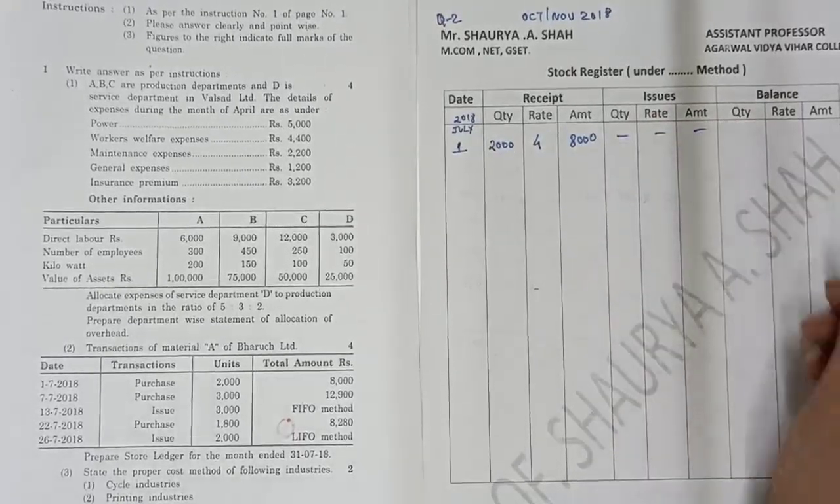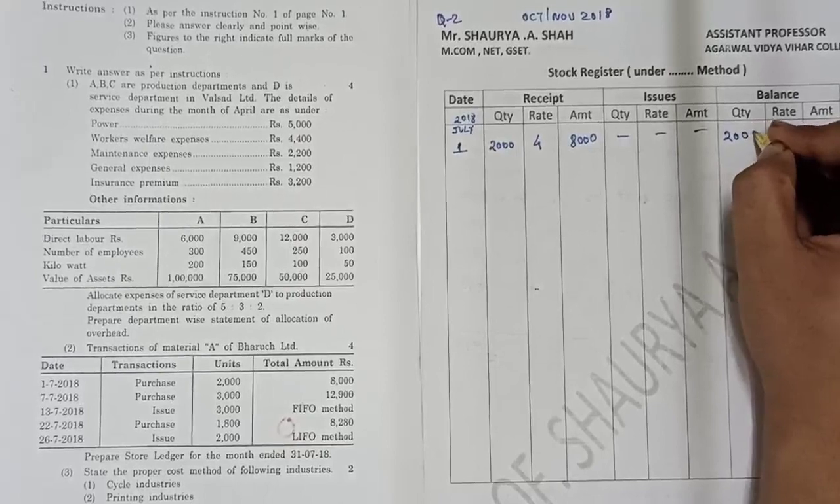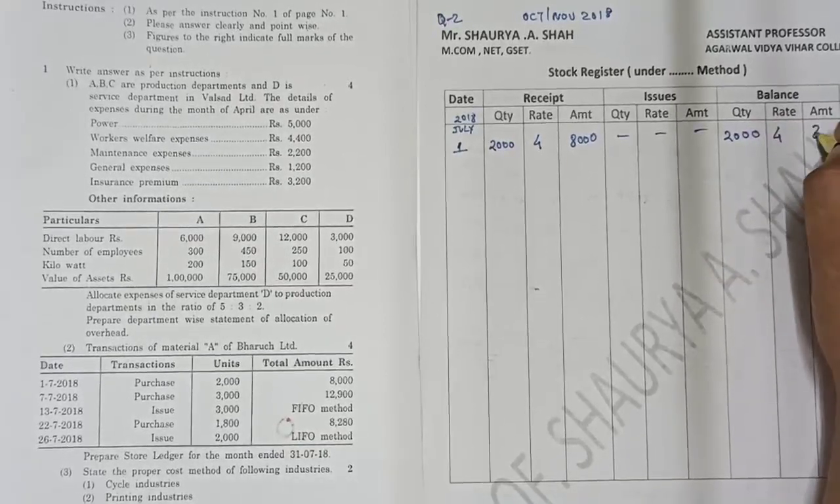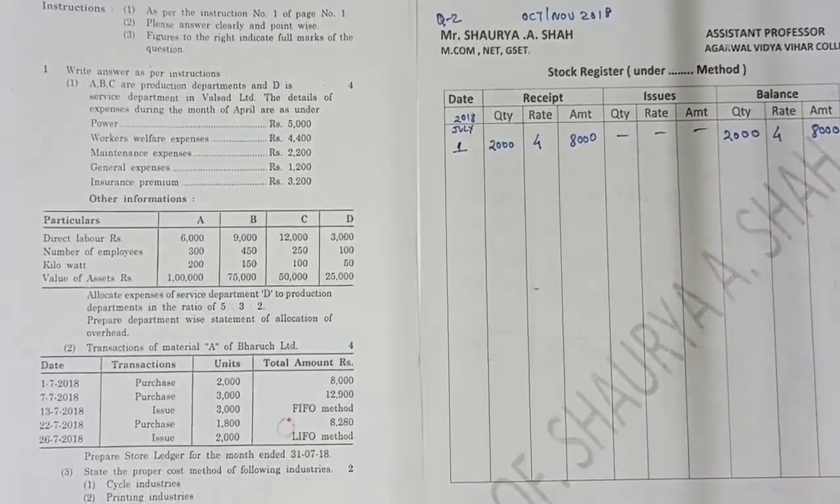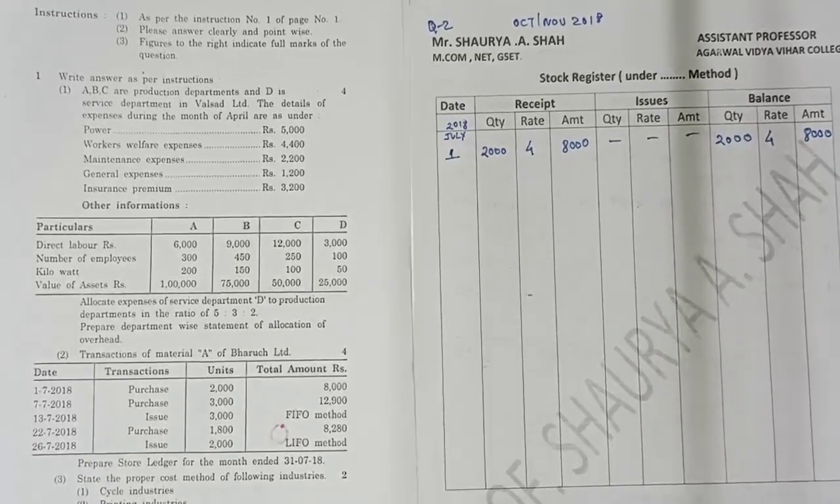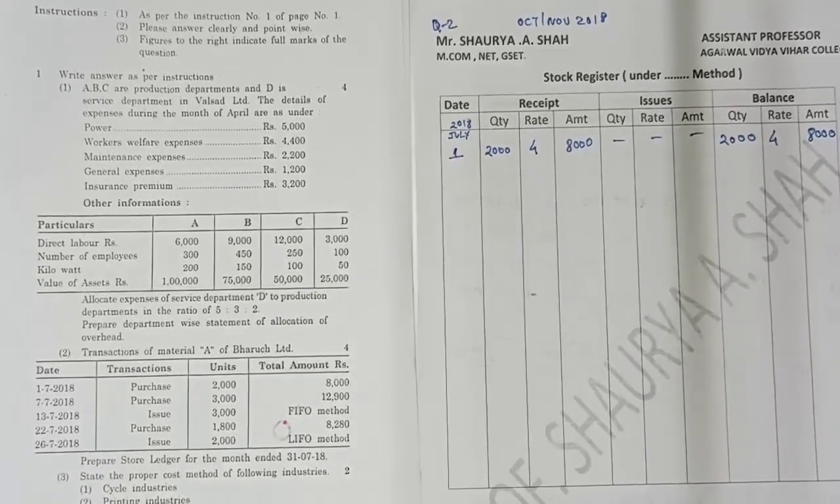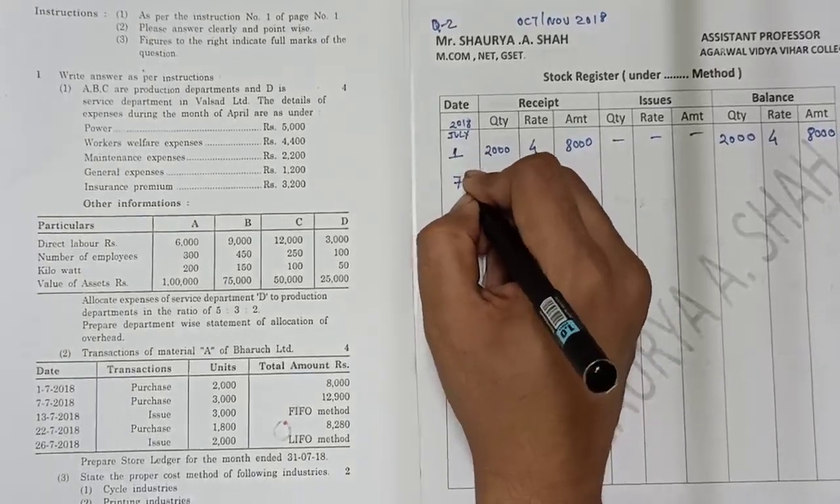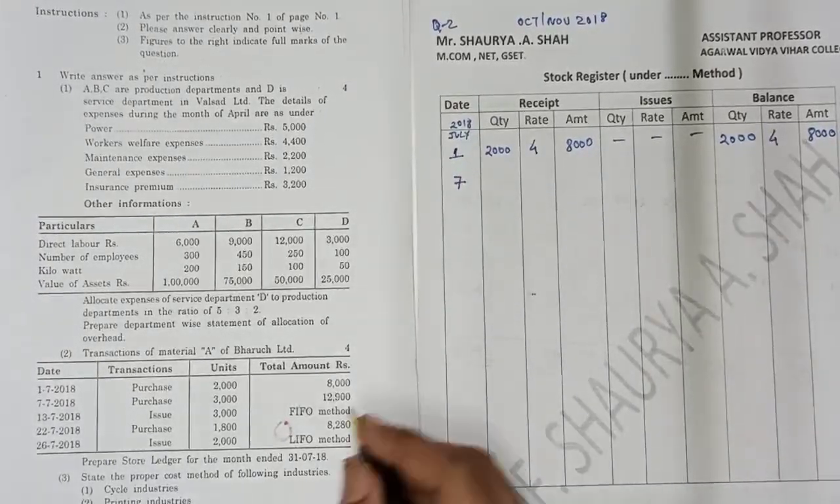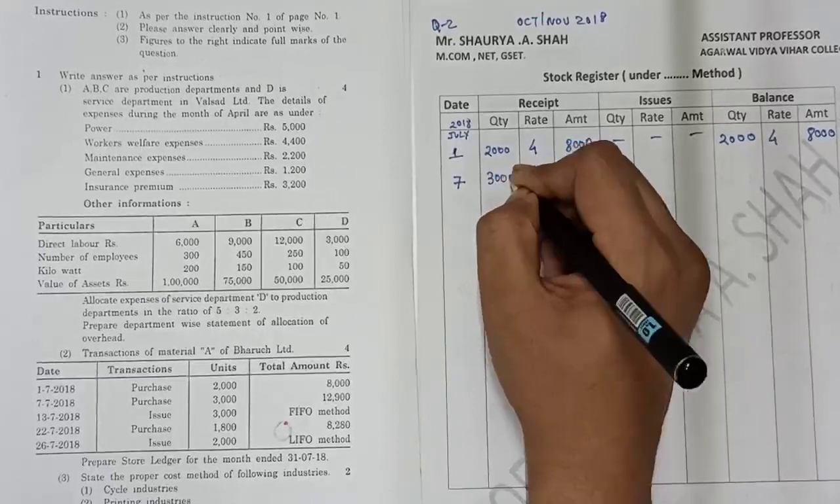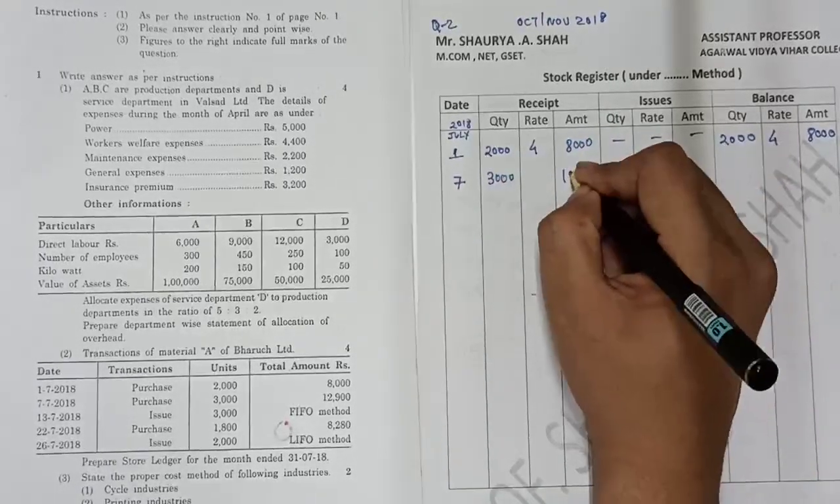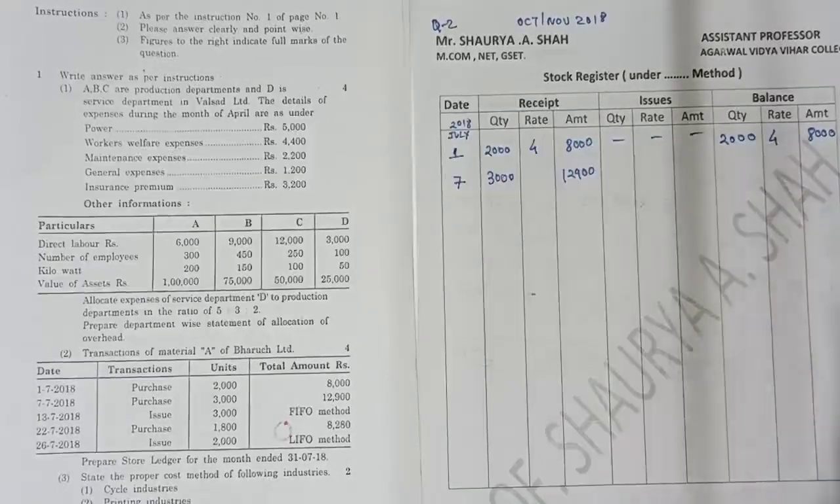Issues, there will be dash dash. Again balance, the quantity will remain the same. 2000 into 4 gives me the amount of 8000, right? We'll be going quickly because you know all the concepts now and you are familiar with the sum. Second part is again purchase. So on 7th of July, you have purchased 3000 more quantity. Rate you don't know as usual. Amount is 12,900, right?